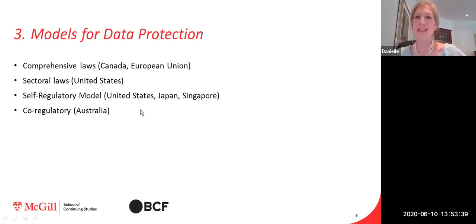There's also a self-regulatory model. And so what a self-regulatory model is, I can use the United States again, is that companies that don't operate in a sector that is regulated federally nonetheless have to abide by certain fair competitive practices. And so what the organization does is it says, okay, I'm going to put together my own privacy policy. I will have it approved by the Federal Trade Commission. And if I'm found to be in breach of my own privacy policy, then that's an unfair trade practice, and I can be pursued for it.